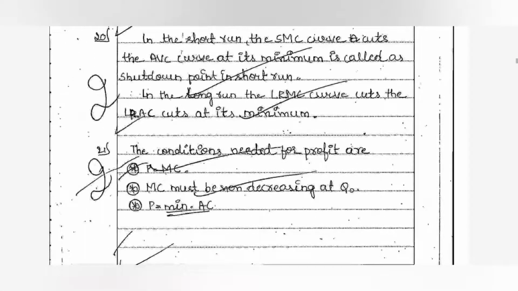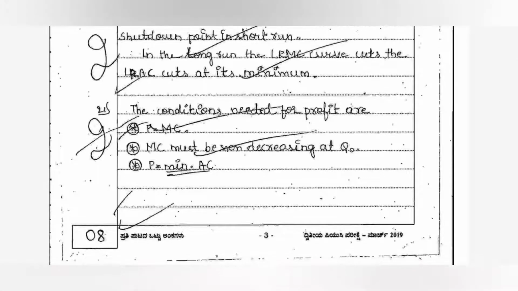Mention the condition needed for profit by a firm under perfect competition. So the condition is price is equal to marginal cost. Marginal cost must be non-decreasing at Q0, and price should be at the minimum of average cost.